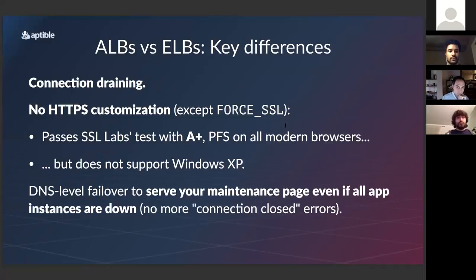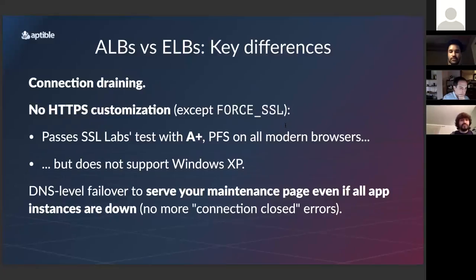So when you're doing a deploy on an ALB, not only will you not see any short downtime when we update the endpoint, but even better, your old app will continue serving traffic for a few moments until the new app starts accepting traffic. There are a few other fundamental differences between ALBs and ELBs. The main one that as a user you want to be aware of is that on an ALB you can't customize the HTTPS settings, meaning that outside of FORCE_SSL, which redirects from HTTP to HTTPS.